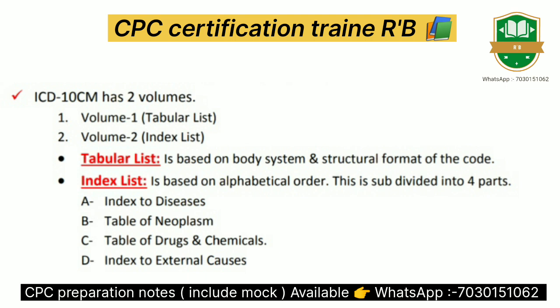A means the first category, the index of disease, which includes in alphabetical order all diseases. Then B means the second, the table of neoplasm, which includes all cancerous codes. And then C, the table of drugs and chemicals. Then D, the index to external causes.